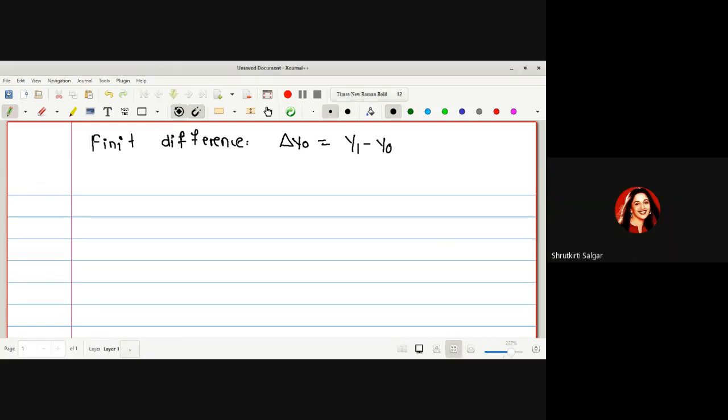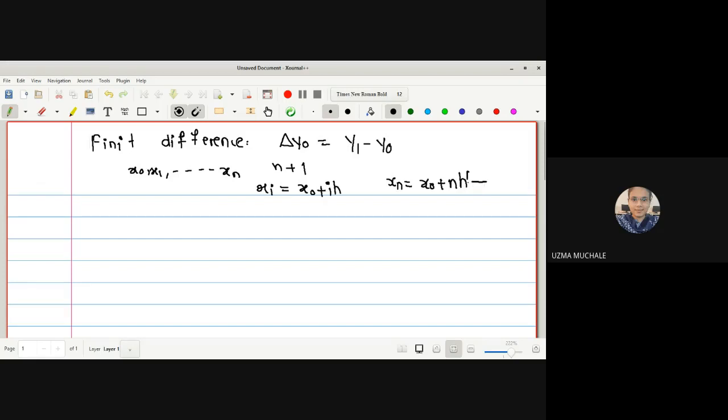Now we have a set of n plus 1 values, say x naught, x1 up to so on xn. So a total of n plus 1 values are provided. And what is the condition for these values? Xi is equal to x naught plus i times h, or in another way we can write xn is equal to x naught plus n into h.